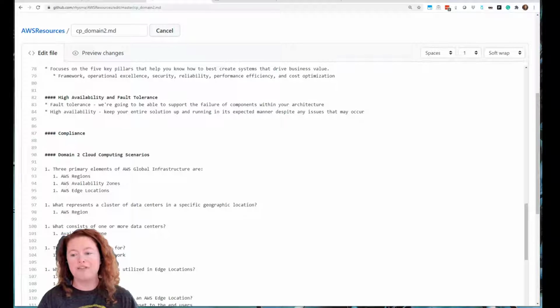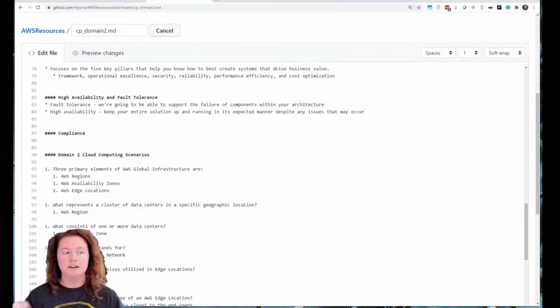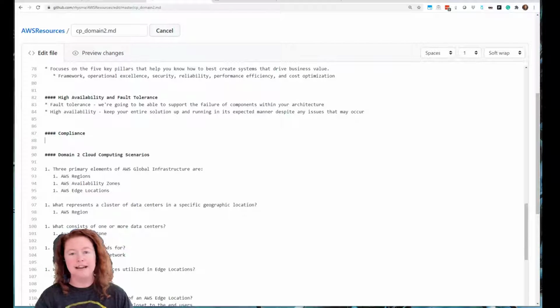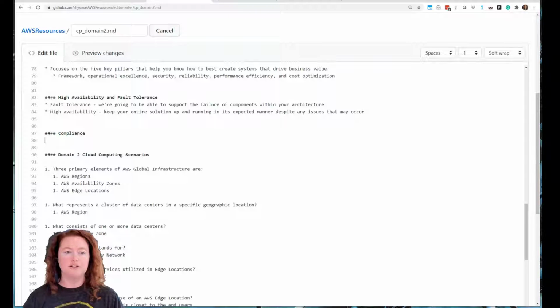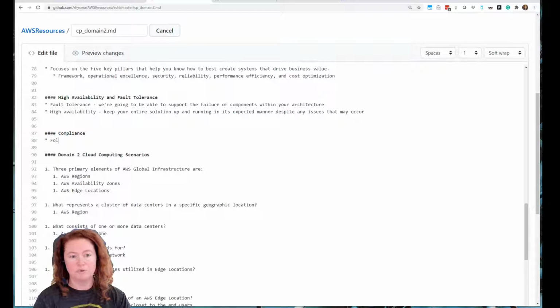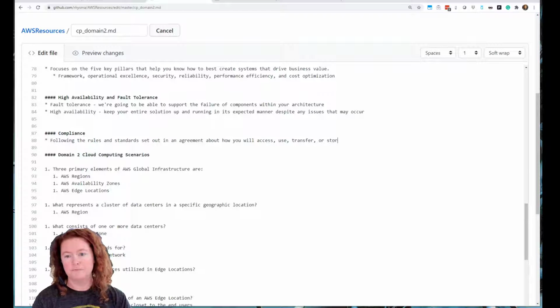When you meet those standards, it means you're in compliance with PCI DSS, or you're in compliance with whatever standards you're trying to meet. All compliance really means is that you are following the rules and standards set out in an agreement about how you will access, use, transfer, or store information.